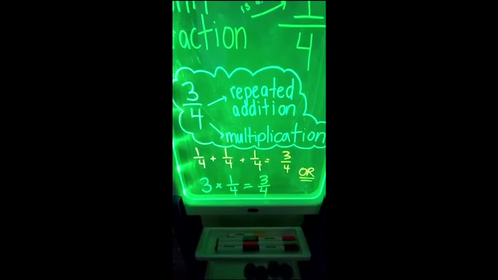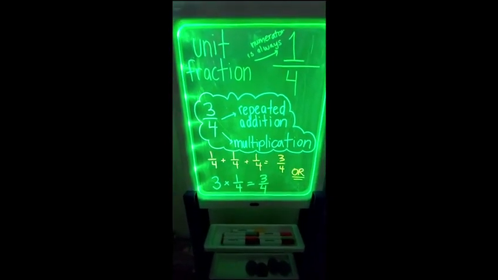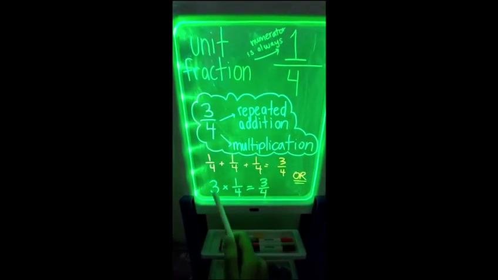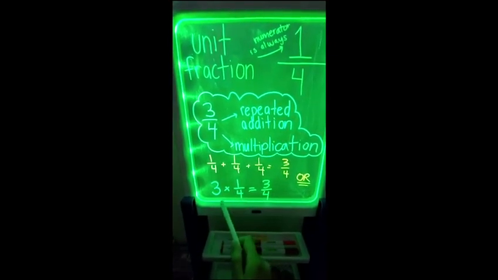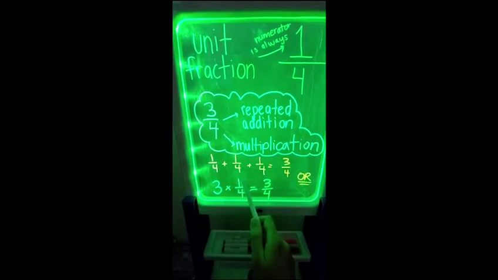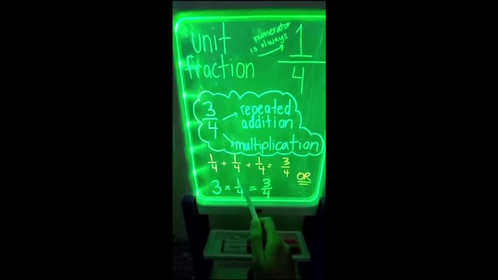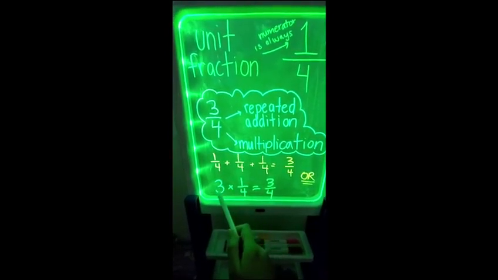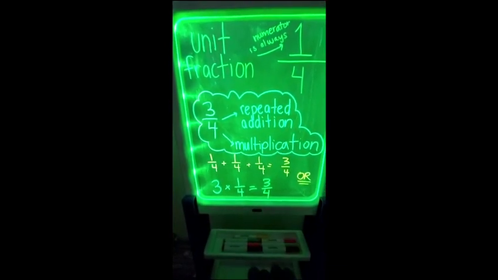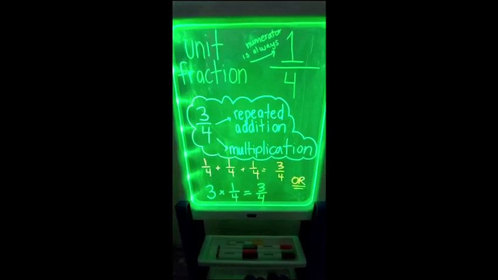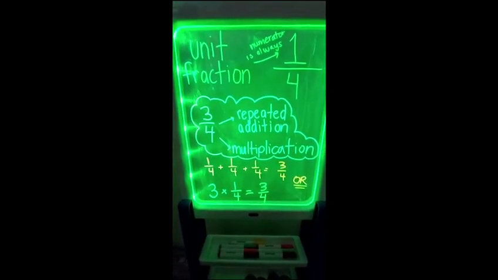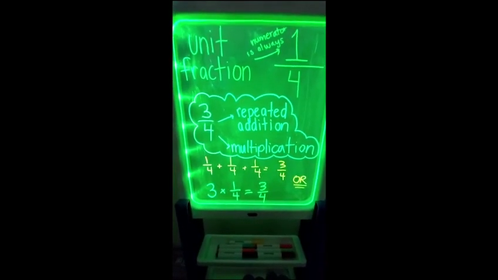So it might just help to have that information in your brain when you're thinking about multiplying a whole number times a unit fraction. Now that rule only applies when it's a unit fraction and the numerator is 1, because we know 1 times any number is the same number. So that's just a little bit of a sneak peek into what we're going to be doing this week, which is learning about how to multiply fractions and even mixed numbers.